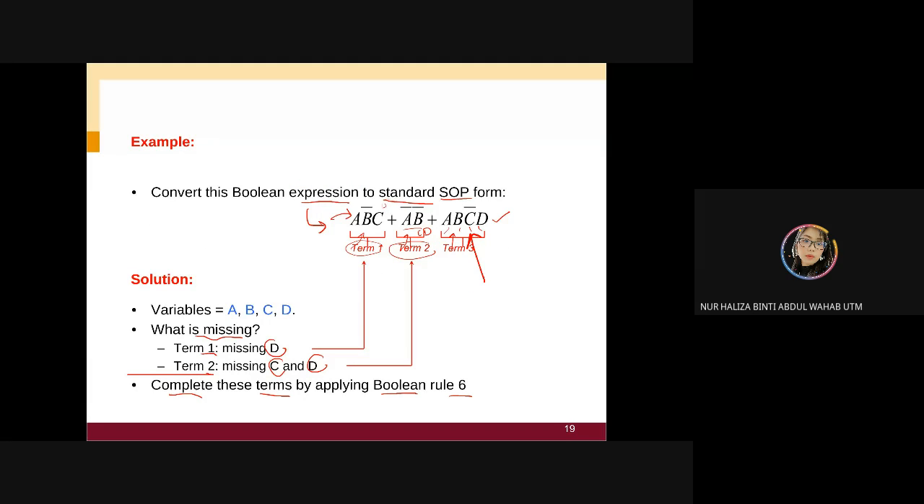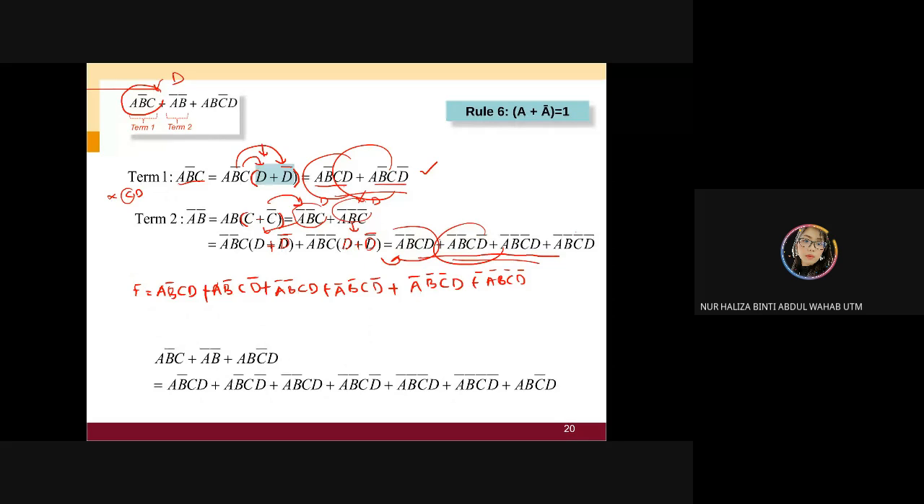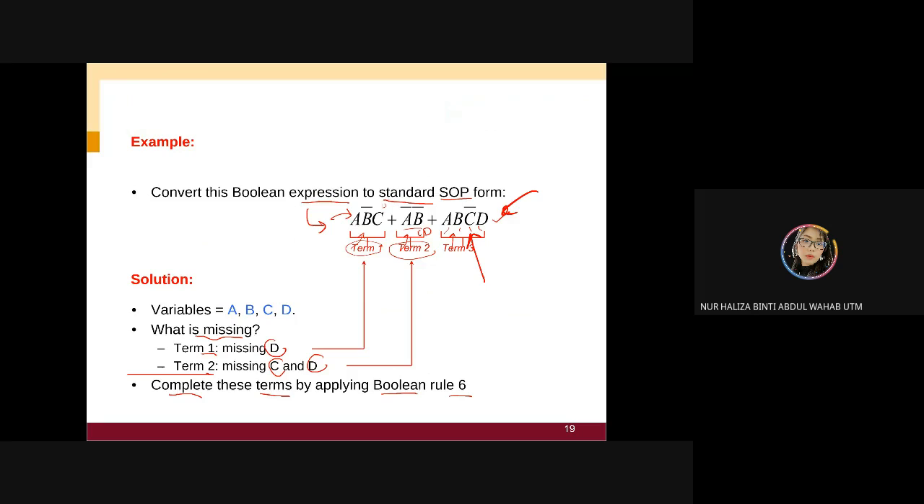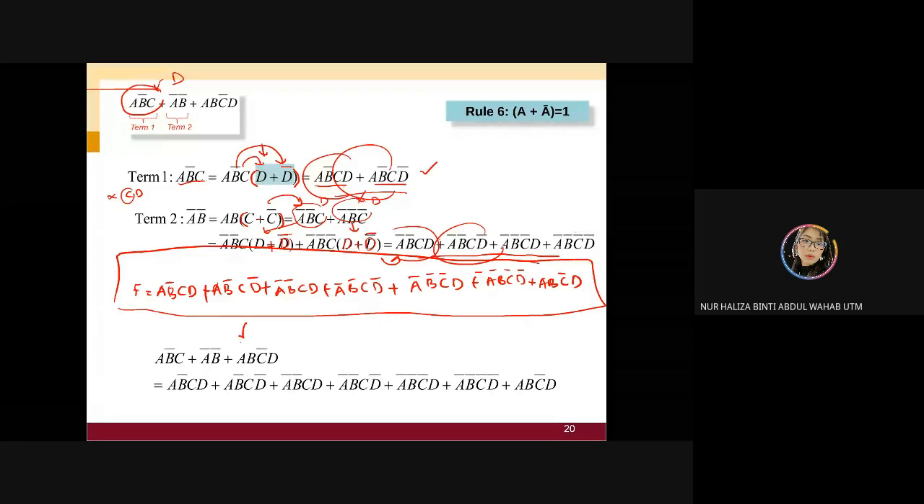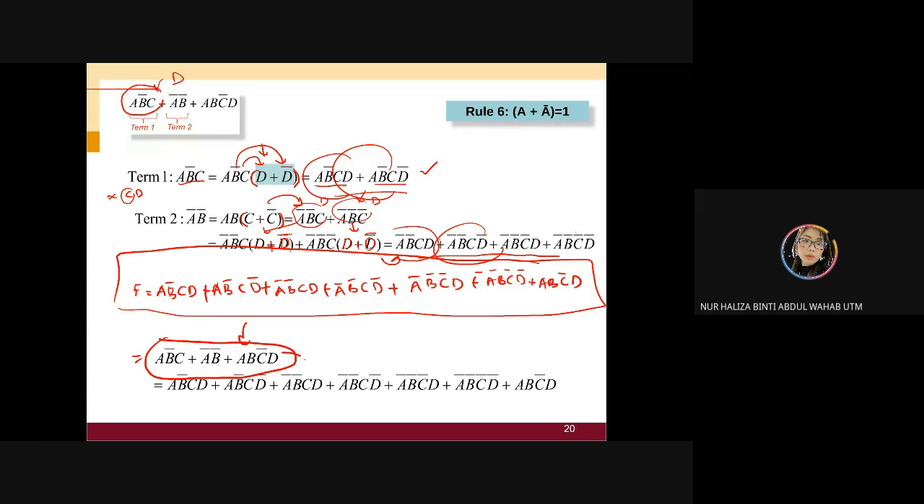It is A, B, C, D bar. A, B plus A, B, C bar, D. This is my full standard SOP form from my simple SOP product Boolean expression here. From this, I need to represent it to be like this.